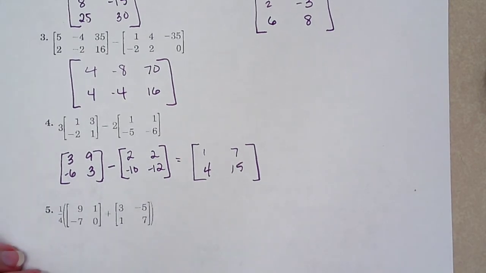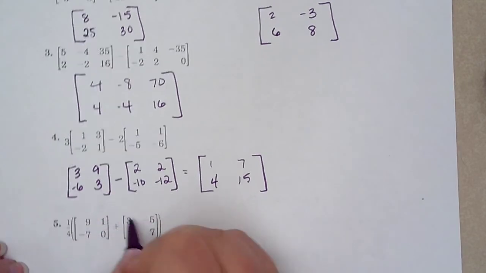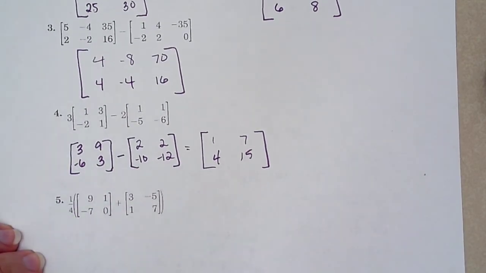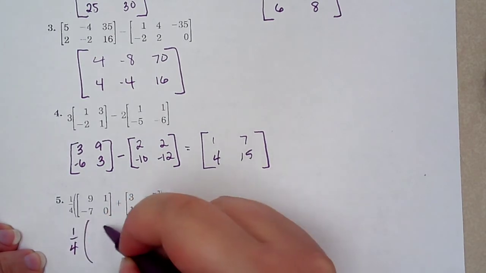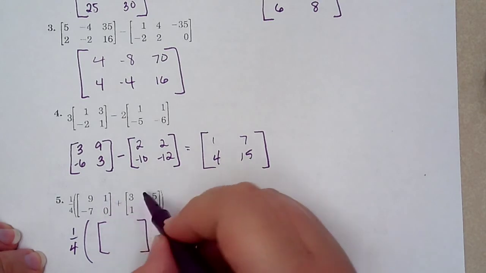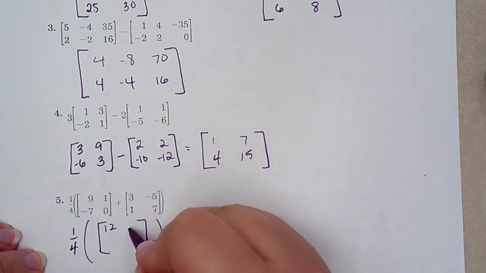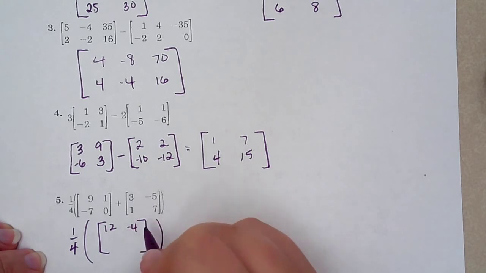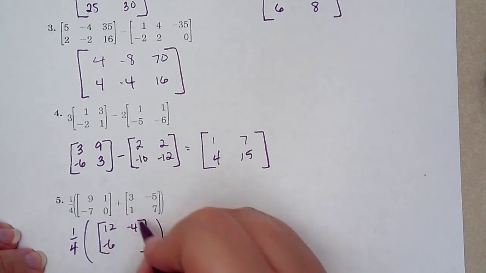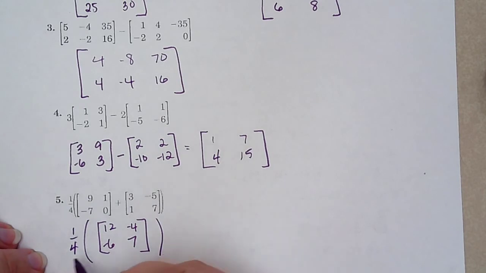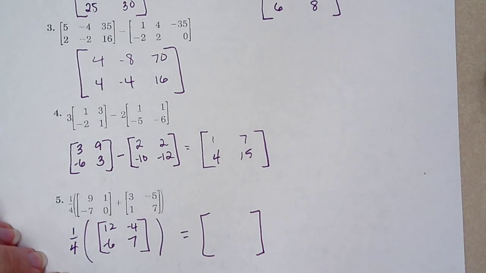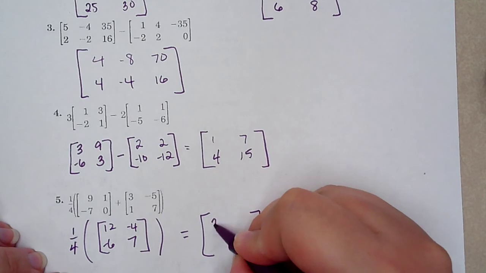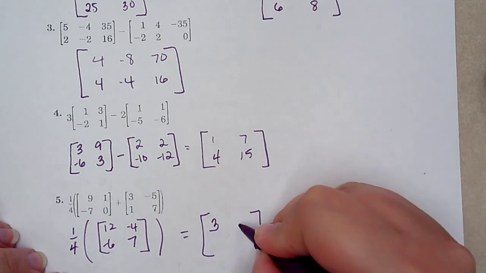All right, in this last one, we've got addition inside, scalar multiplication on the outside. I'm going to go ahead and do that inside parentheses first. 2 by 2. 9 plus 3 is 12. 1 plus -5 is -4. Negative 7 plus 1 is negative 6, 0 plus 7, and now we multiply each one by the 1/4. Still going to be a 2 by 2. Notice addition, subtraction, scalar multiplication do not change the size of my matrix, so I should not see any of that on your homework or quizzes.